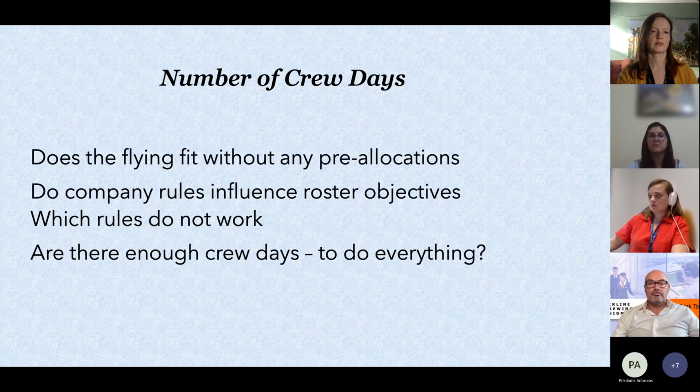How should we ensure crew must-do activities are allocated? How do we manage to change a base or a rank mid-roster period? What impact do these processes have on the roster outcome? An example from training scheduling.